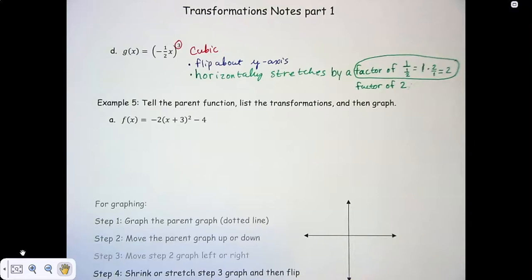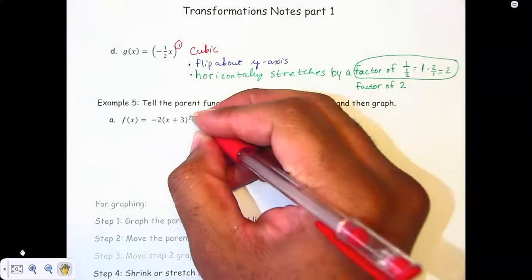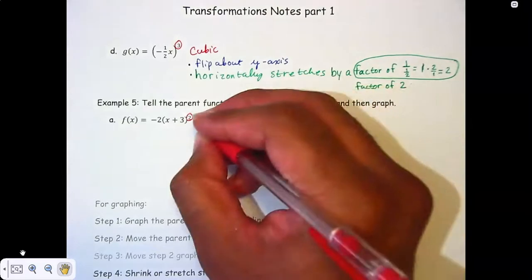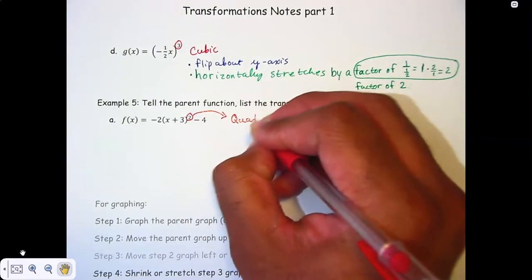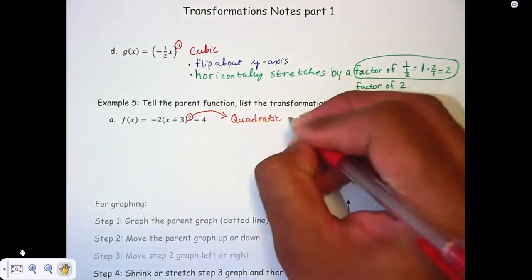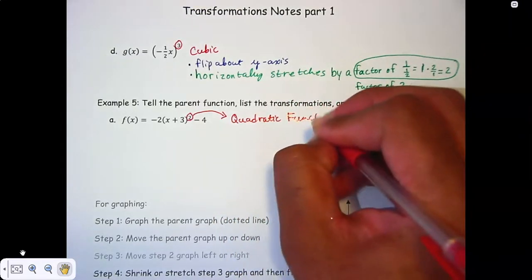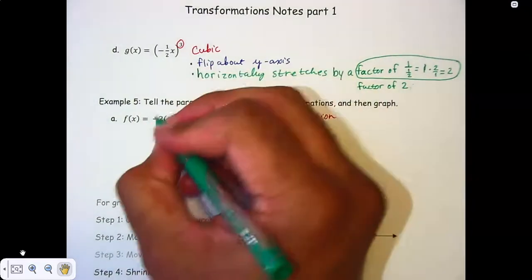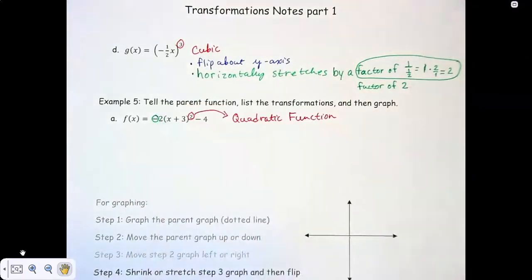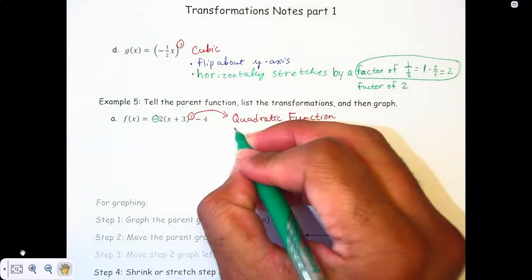First off, we're going to talk about the parent function, which is the squared there, which means it's quadratic. All right. We have a negative in front of the function, right here. That means if it's a negative in front, it flips about the x-axis.